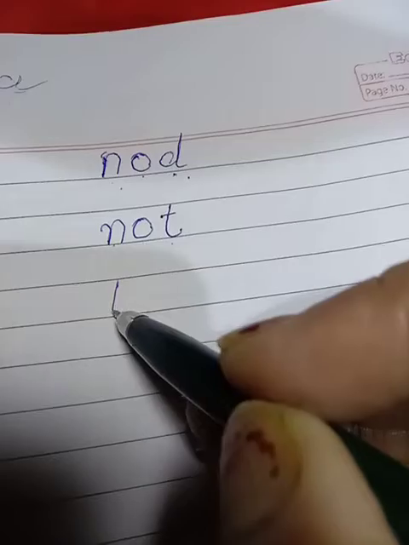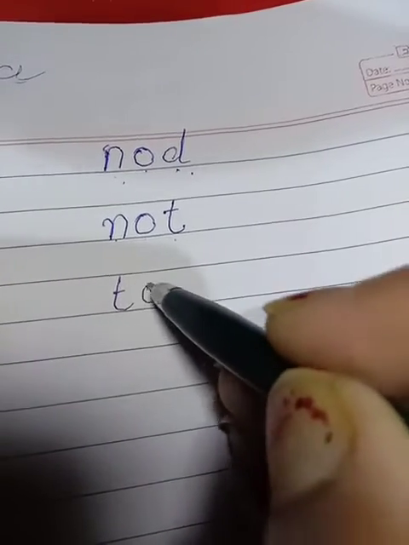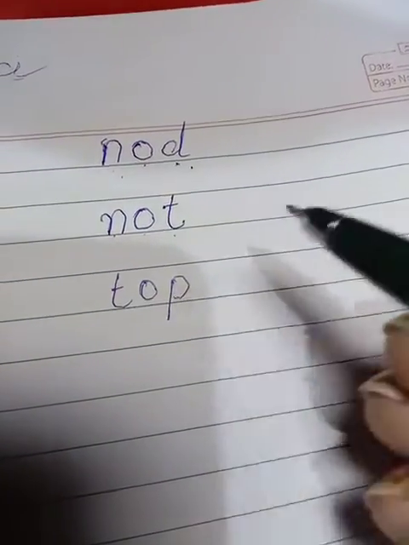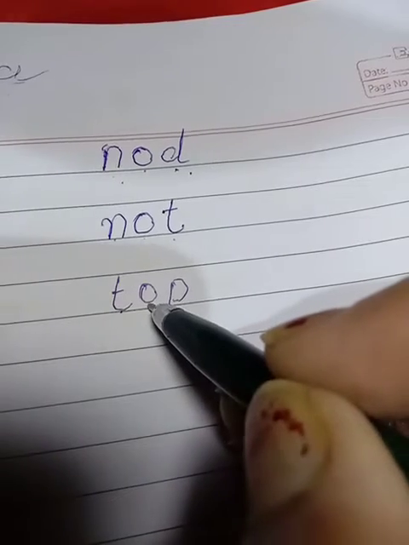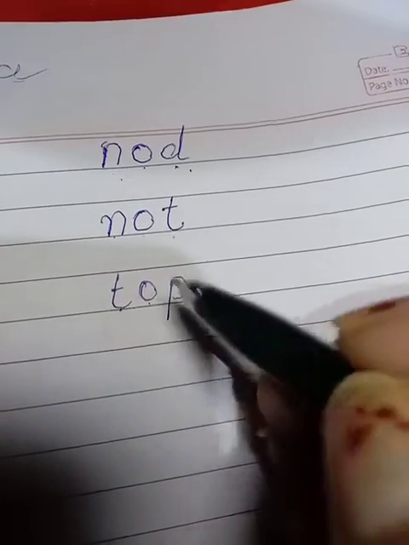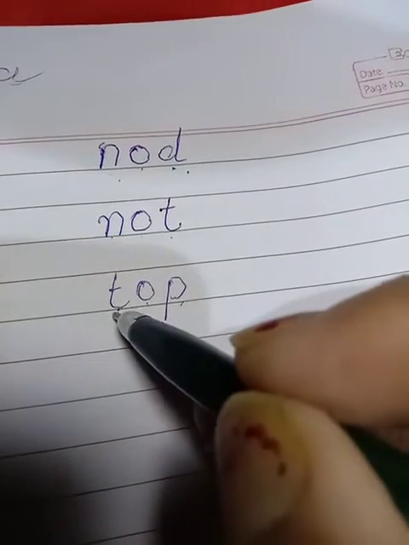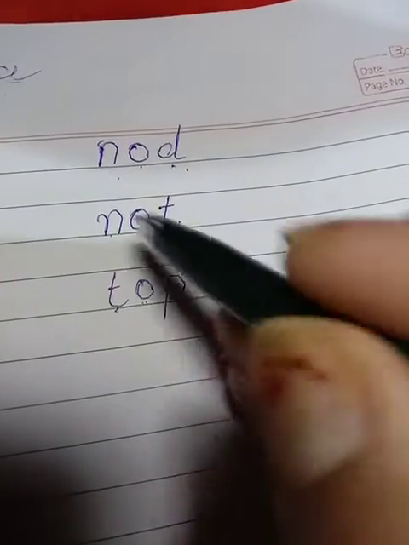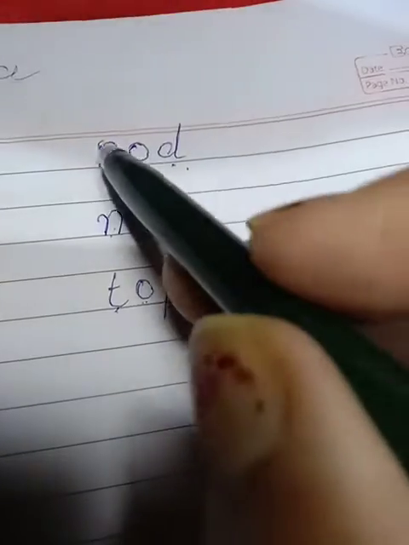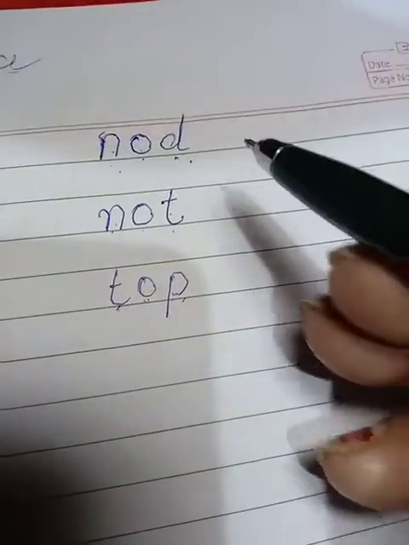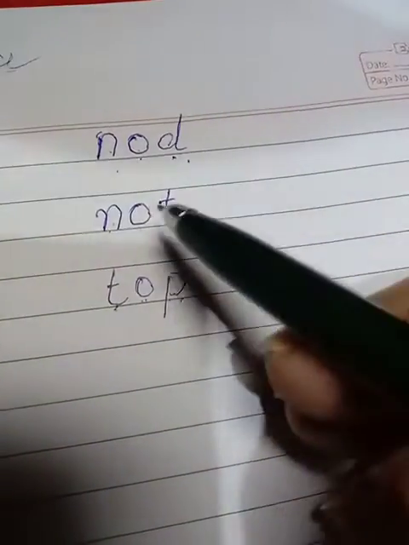Now, T, O, P, top. T, O, P, top. Okay, you can learn it. T, O, P. If you can't read it like this, then t-o-p top, n-o-t not, n-o-d nod. Learn it with the sound, not with the spelling.